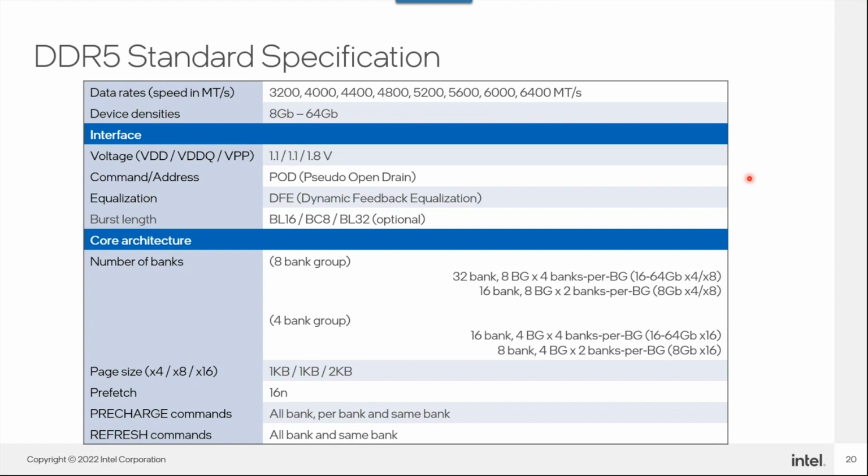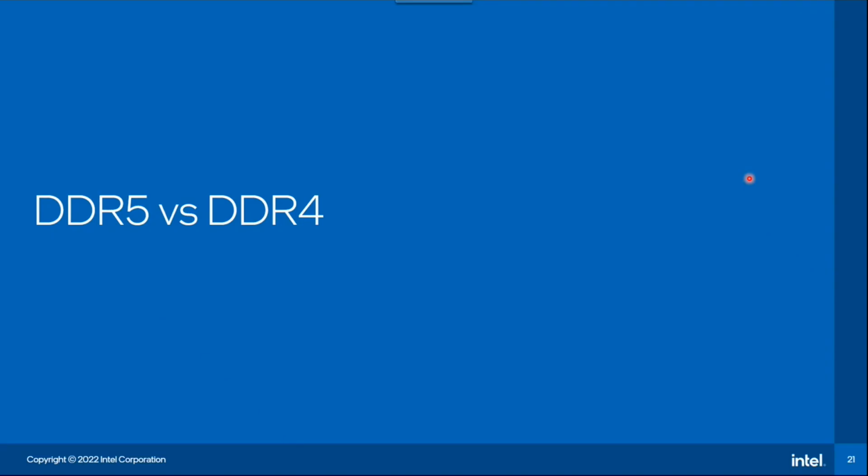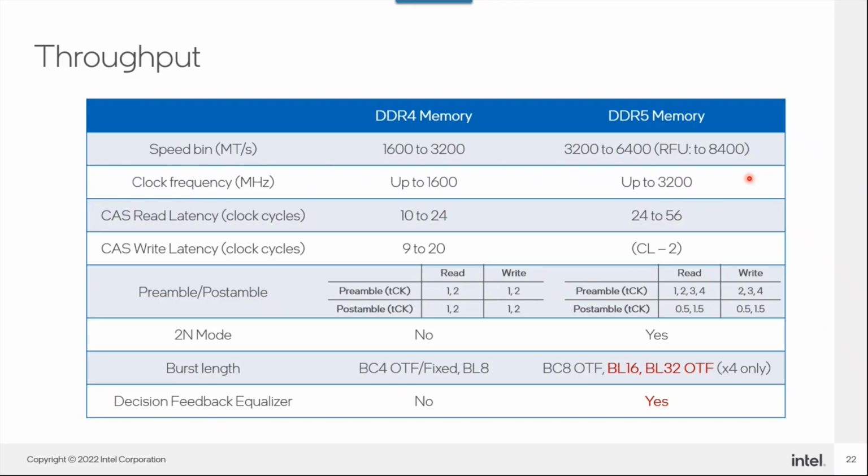So moving on with the DDR4 versus DDR5 standards. Mainly we can see here in the throughput that the DDR5 throughput starts from 3,200 mega transfers per second to 6,400 mega transfers per second. And according to the JEDEC spec, the DDR5 memory will ultimately scale to a data rate of 8,400 mega transfers per second.